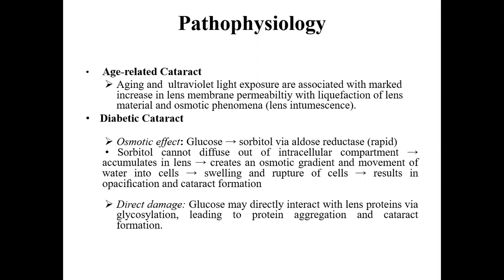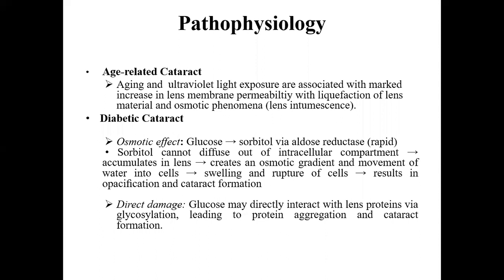When it accumulates in the lens, it creates that osmotic gradient. Then the cells start swelling, and some of them rupture. When they rupture, they are damaged and opacified and cause cataract formation.